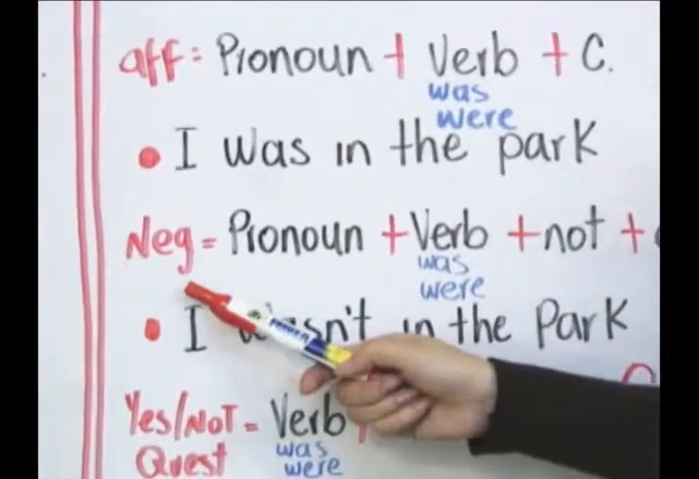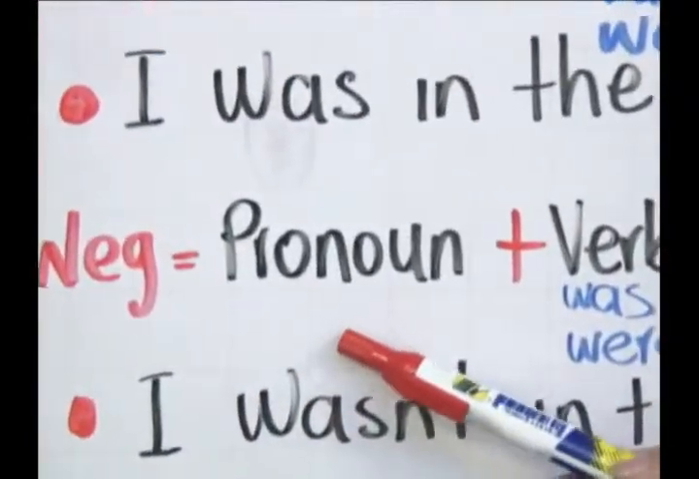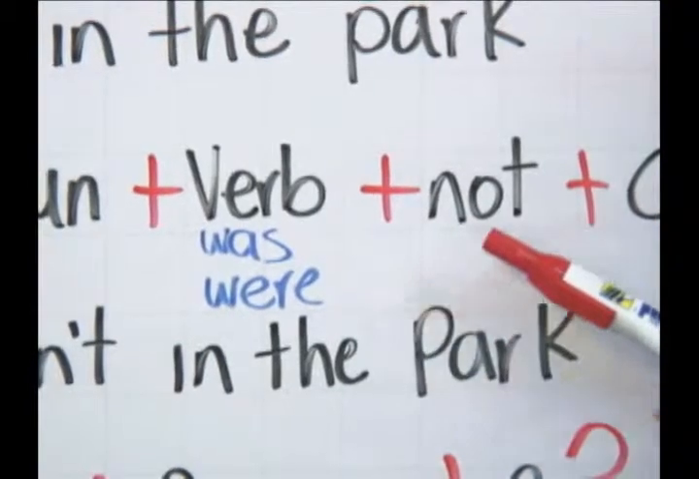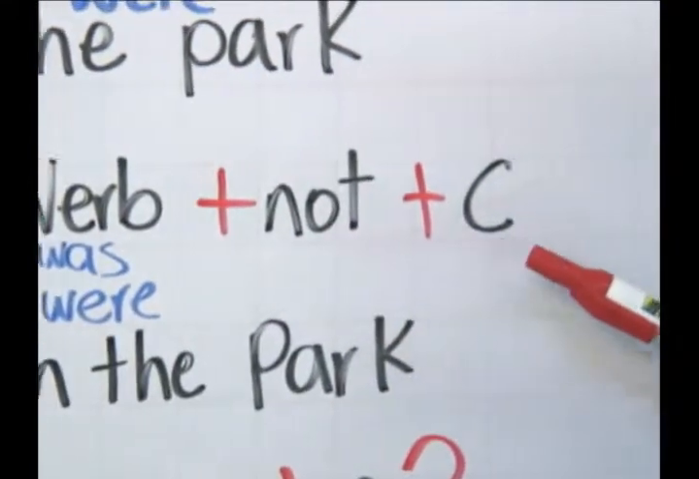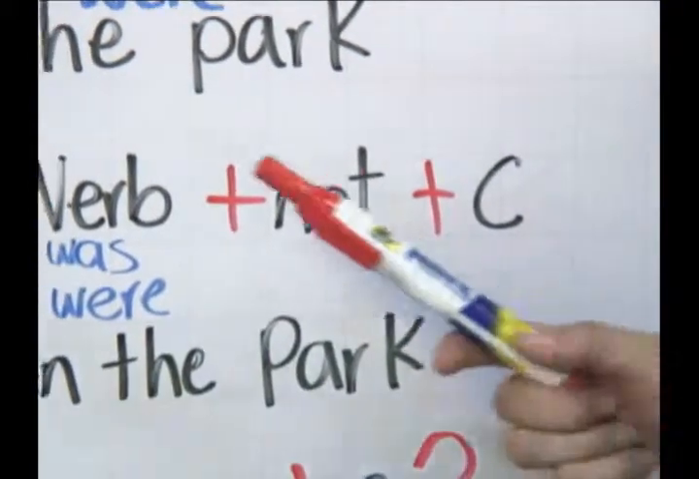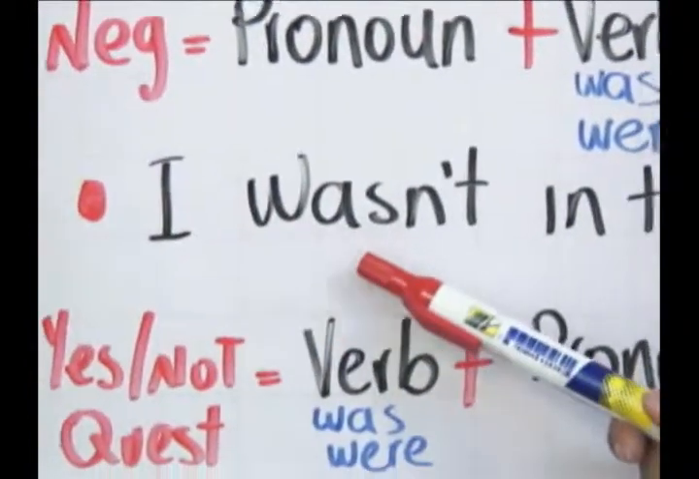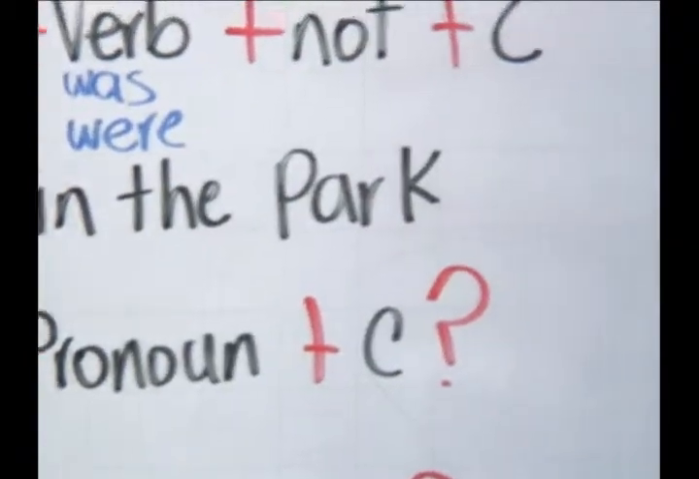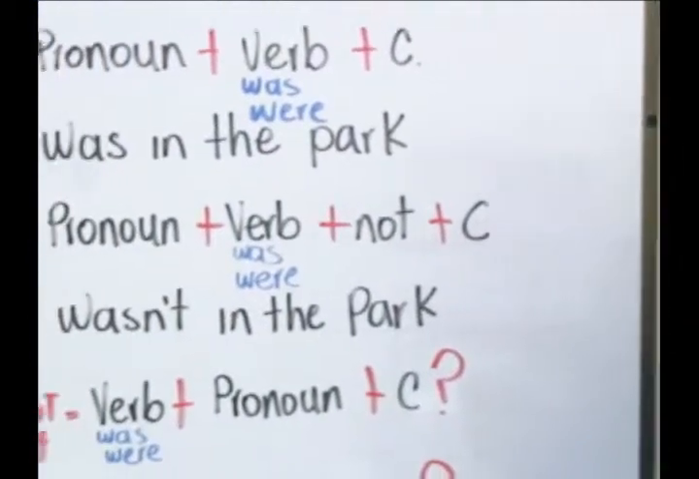The next is the negative part. In the negative, we have pronoun, the verb was or were, not, and complement. Example, I wasn't in the park. Remember that depending on the pronoun, the verb to be in past changes. So attention.